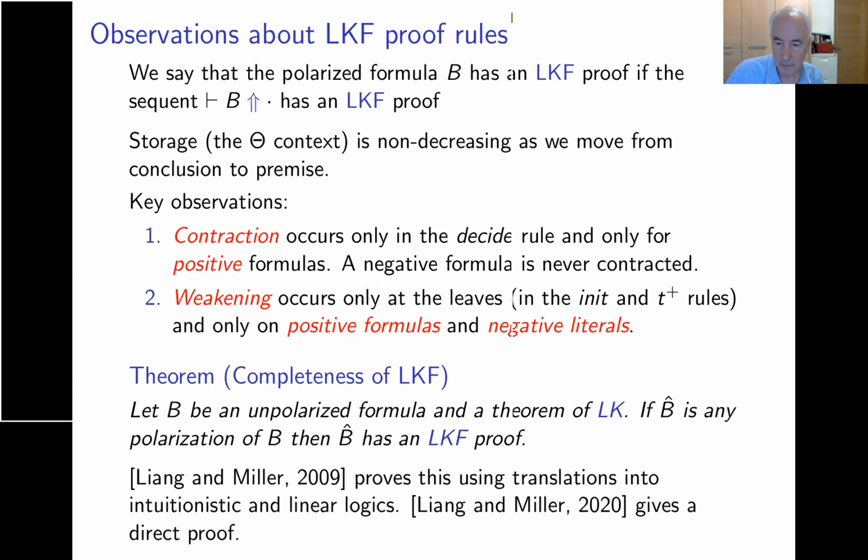And finally, here's the completeness theorem. If I have an unpolarized formula which is a theorem of LK, and I have a polarization of it, and remember there's an exponential number of them, then every one of those polarizations has an LKF proof. So polarization has nothing to do with provability, but it has a lot to do with the structure of proof. We'll see some examples of that. In many ways, polarization is all about controlling the size and structure of proof, which is quite relevant for things like cut elimination or proof search.